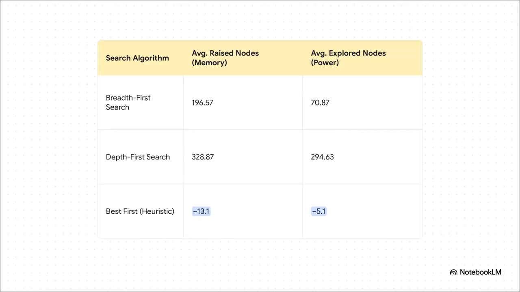The numbers themselves are just wild. Raised nodes is basically how much memory it takes, and explored nodes is the processing power. The uninformed searches are looking at hundreds of nodes. The informed search, it brings that number down to just a handful. It's literally the difference between searching an entire library for a book versus someone just telling you exactly which shelf it's on.